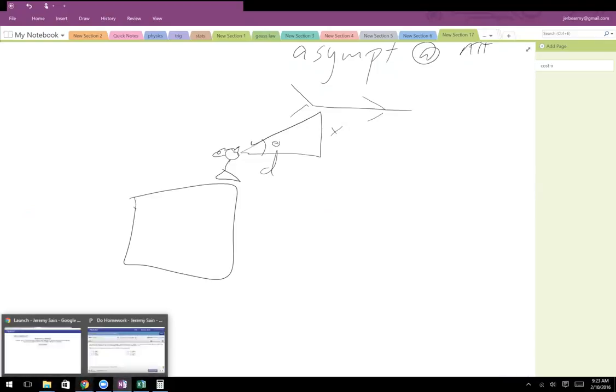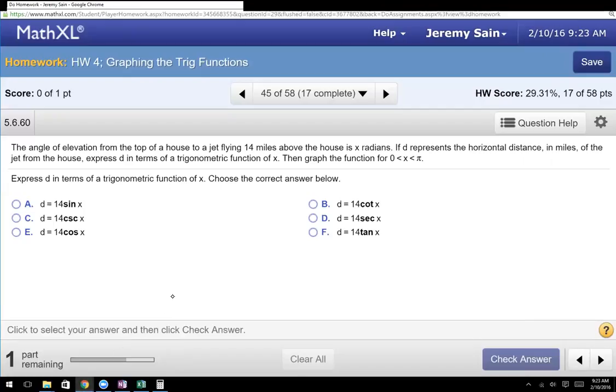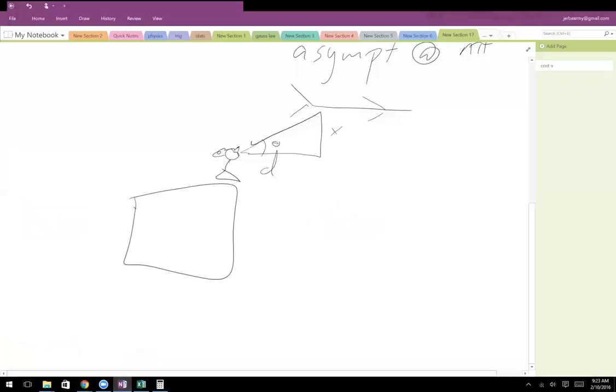What does it want? It wants to know d in terms of x. So we want to get d by itself. Which trig function has, okay, so we have no hypotenuse. We have opposite and adjacent. Which one has opposite and adjacent in it? Tangent. Tangent of theta is opposite over adjacent, right? And it said find d. So d is x over tangent of theta. What's another word for one over tangent of theta?